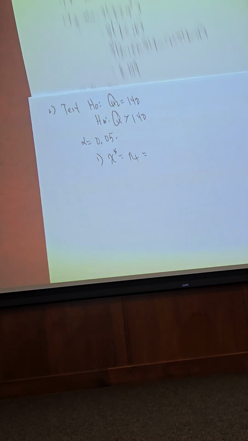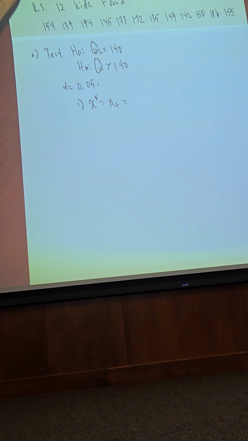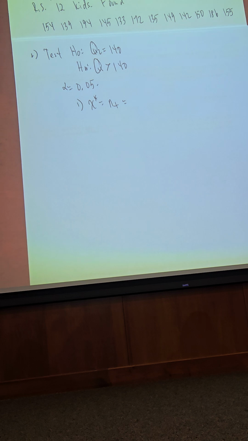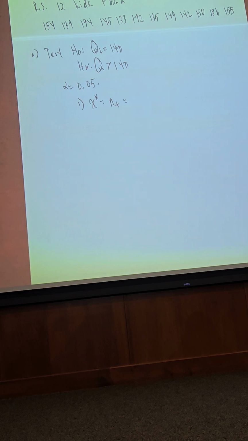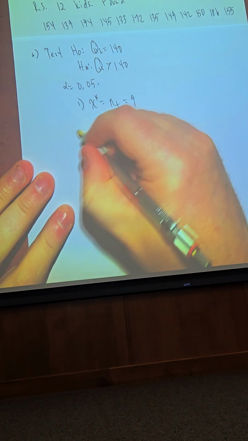And so let's count. Under the null hypothesis, I should get about half less than 140 and half greater than 140. How many did I actually see more than 140? Let me count with you. 1, 2, 3, 4, 5, 6, 7, 8, 9, I think. Okay, 9 data points more than 140. Good. That's my test statistic.